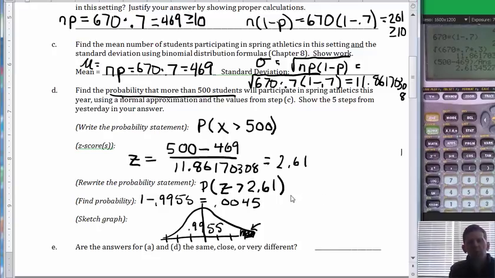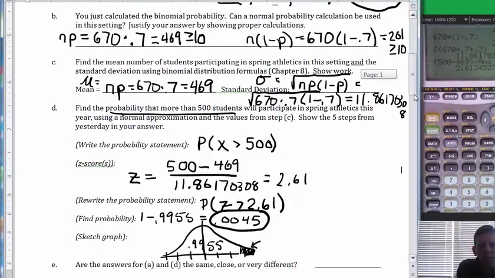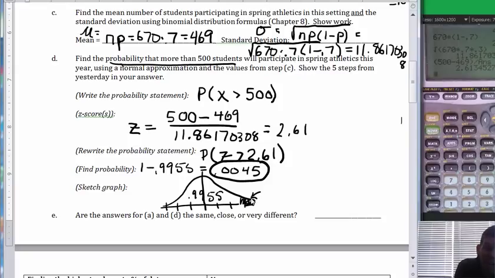So we just answered the question using a normal curve, and what you'll notice is that this 0.0045 number is pretty close to the value that we got here. Now notice it's not the same, and don't expect to get the same value here. This is called a normal approximation. Approximation means it's going to be a guess.